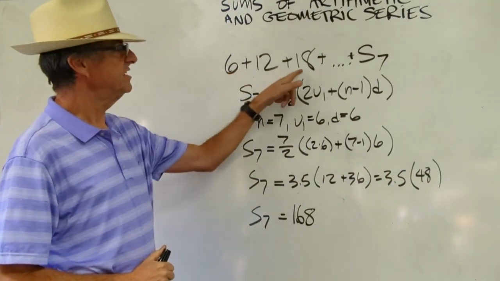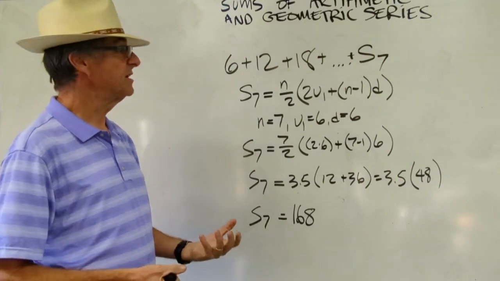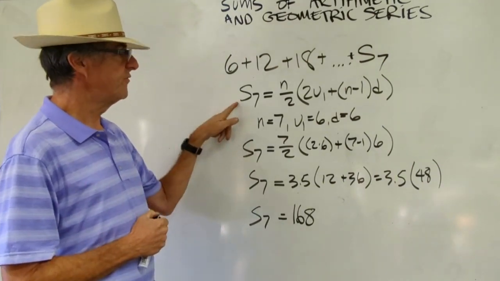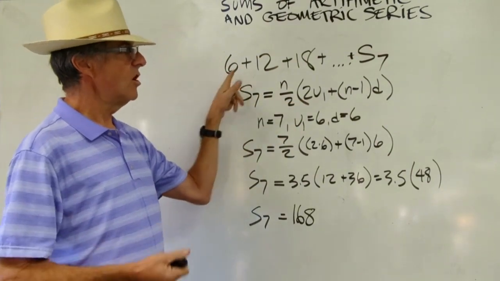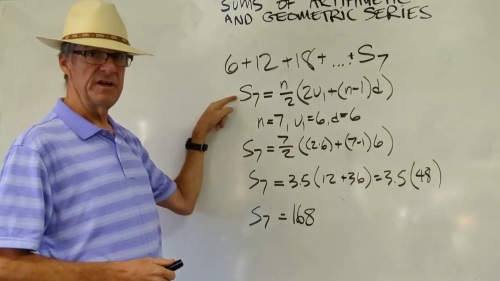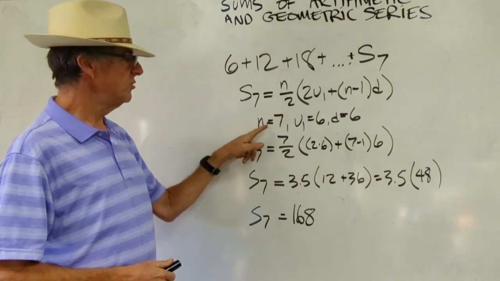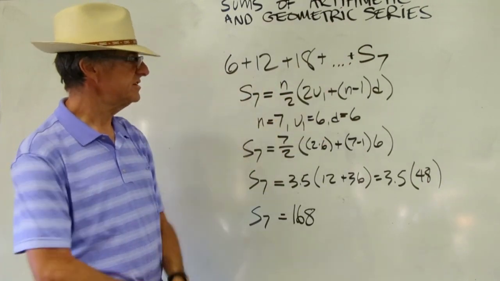All right, so this is an arithmetic sequence. We're adding 6 each time. We're going to go all the way up to S7. We don't actually have to figure out what S7 is because we know what we need to use this formula. We have our difference, we have our first term, and we know how many terms. We go all the way to the 7th term. So I picked this formula. There it is reproduced for you. I'm showing you what my values are. N is 7, U1 is 6, and our difference is 6 for that.